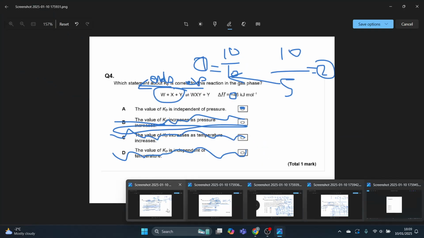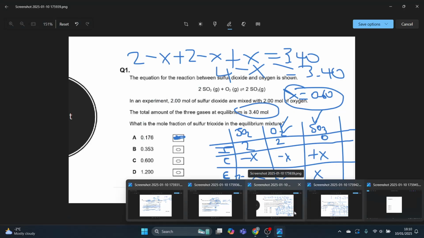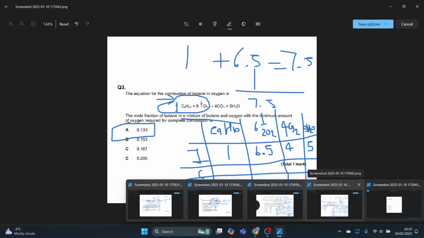So 4A, perfect. 2B, perfect. 1B, 3A. Perfect. Obviously, I got it wrong the first time. Well, I was struggling with it. And then I realized mole fraction of butane. Well, I asked ChatGPT and it helped me because the mole fraction of butane, so 1 mole divided by total number of moles. That's it.